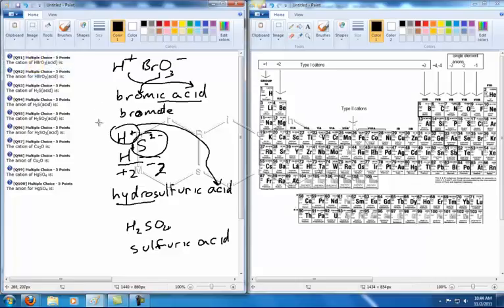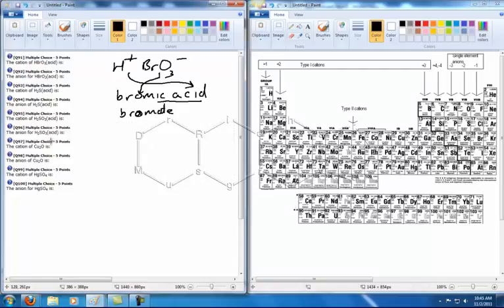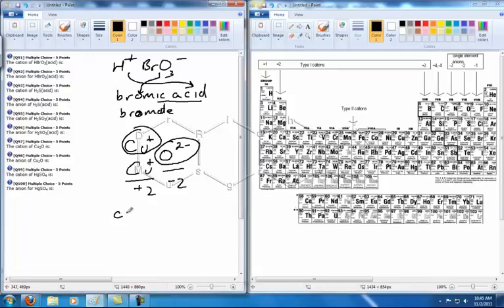Okay, looking at the next one, we've got Cu2O. If I draw a picture of this, it looks like this. We've got two Cus and an oxygen. The oxygen has a -2 charge. The copper, the positive charge has to be +2 in total on both of these coppers, so each copper is going to have a +1 charge. The two ions we're dealing with would be Cu plus and O2 minus, and that's what we're going to use for the name.